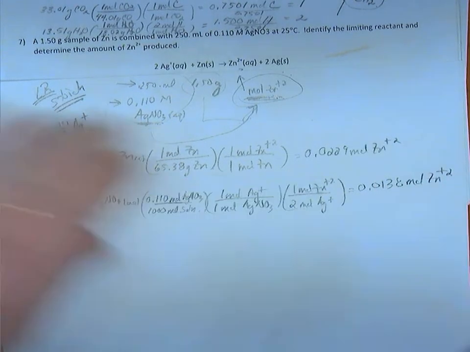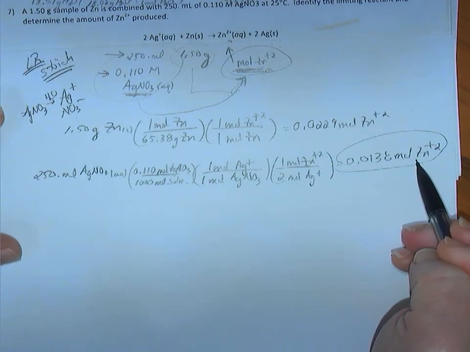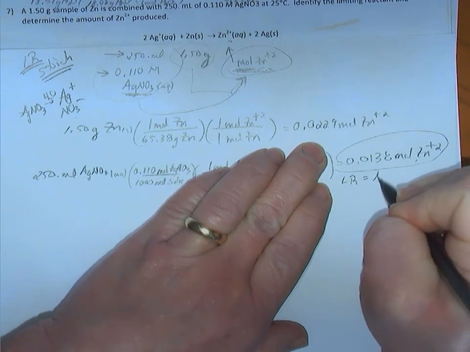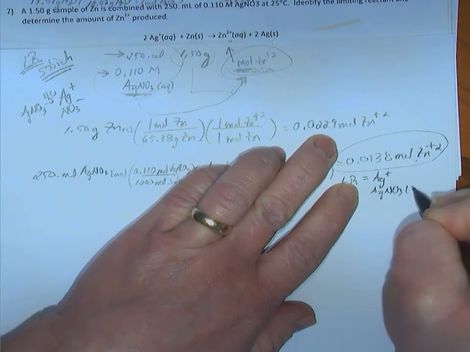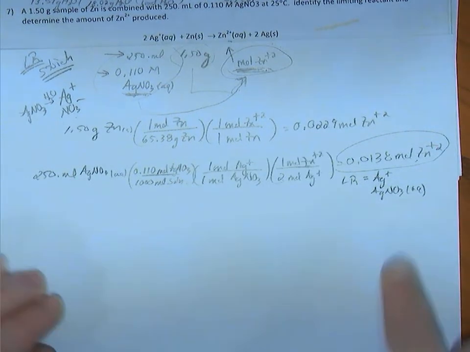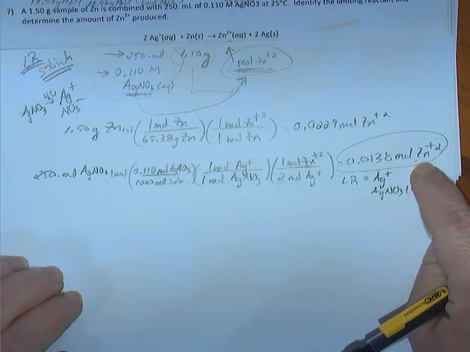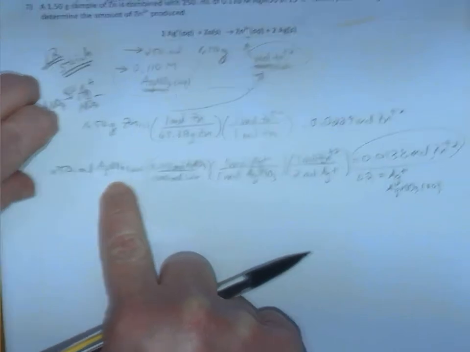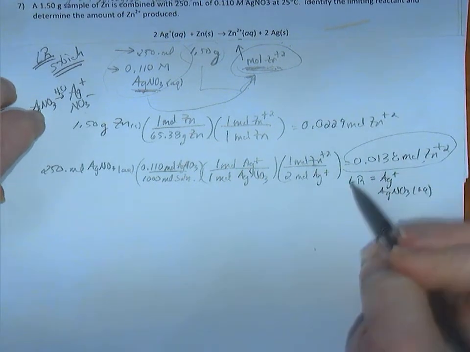Okay, so we have answered our question: how many moles of zinc ion? And my limiting reactant is the silver ion, or we could write the silver nitrate solution. We want to be careful that we don't just put LR here because the zinc ion is a product. It's the silver nitrate solution that delivered the silver ion reactant, that's the limiting reactant.